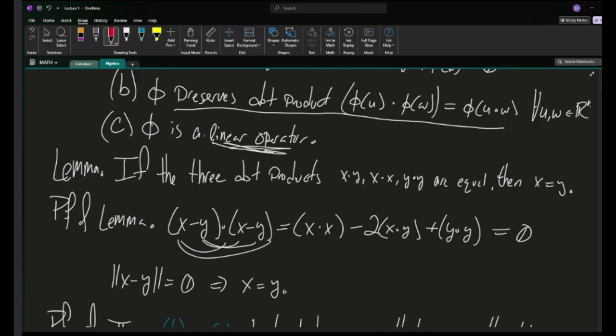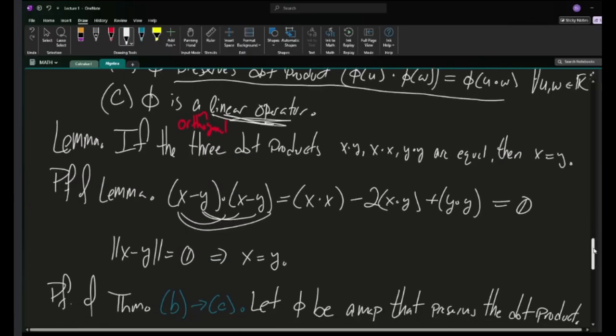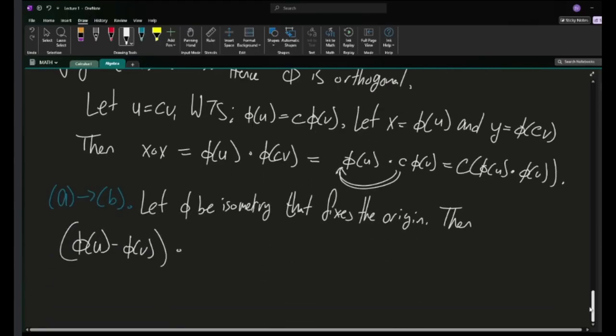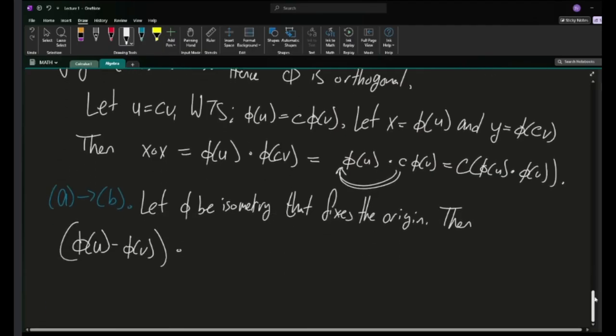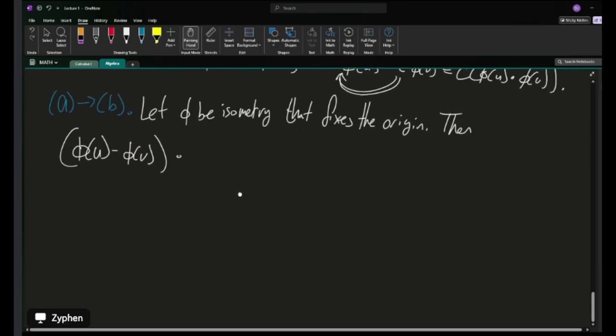I guess I could say that this is an orthogonal linear operator, but it just follows. Yeah, no, I should have said that. Yeah, no worries.